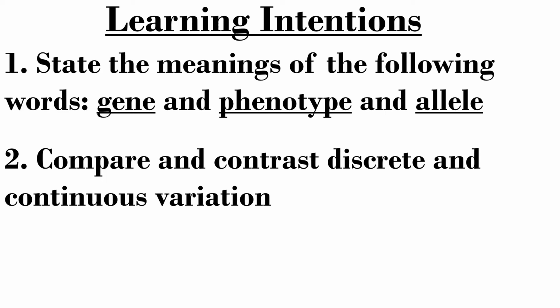We're just taking that forward a little bit and looking at some more genetic terms and how different people have different characteristics. So to begin with, first session, state the meanings of the following words: gene, phenotype and allele. Then we're going to look at two types of variation, and they are discrete and continuous.